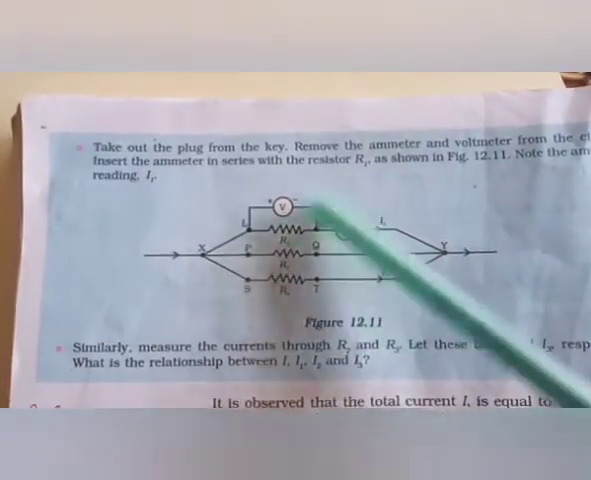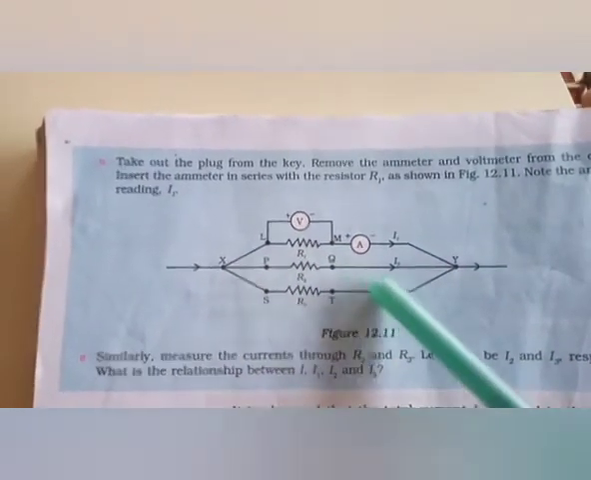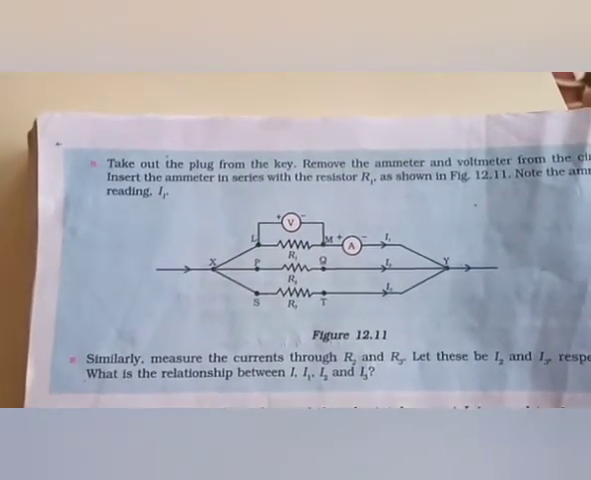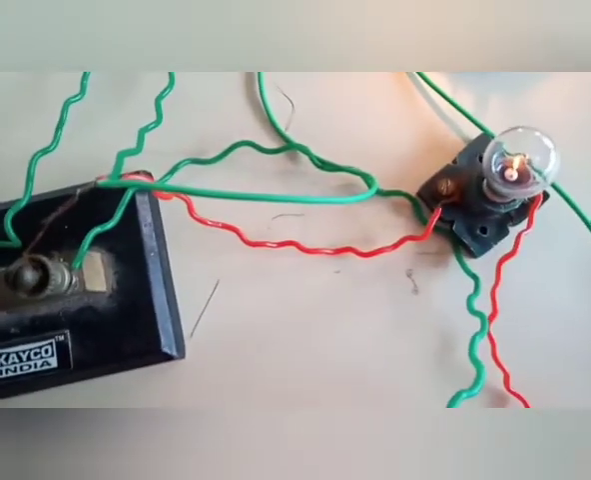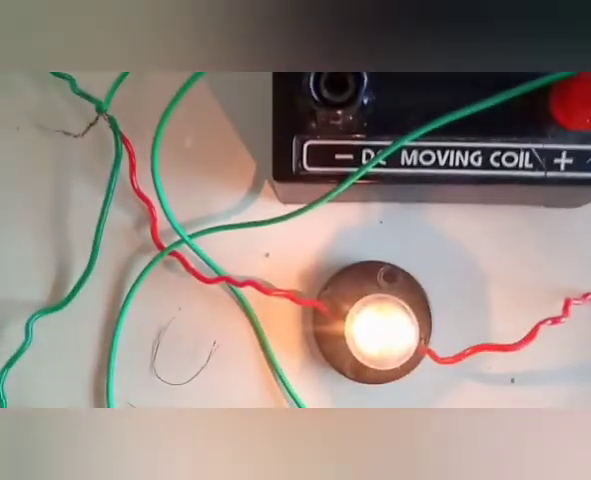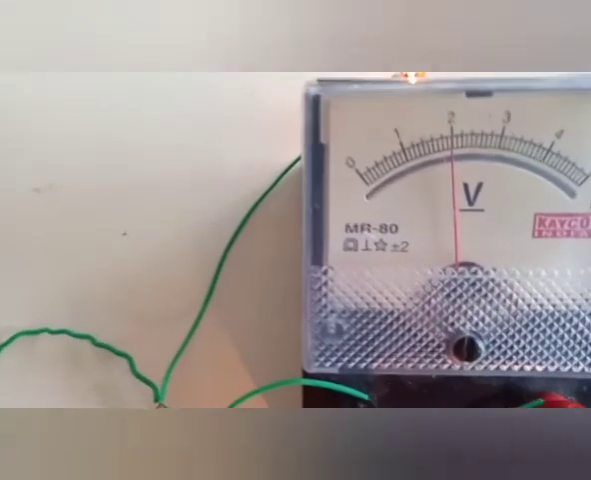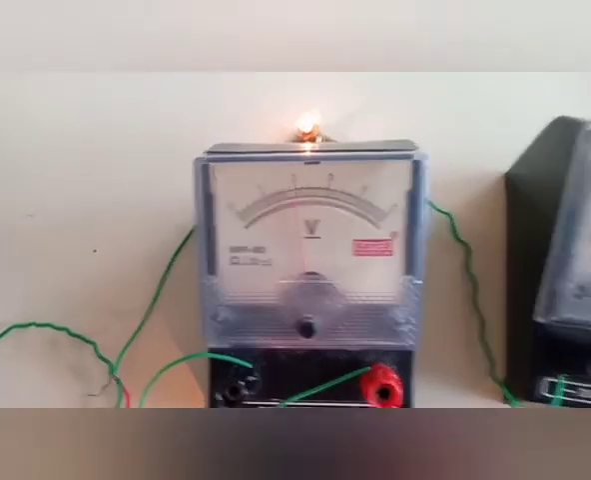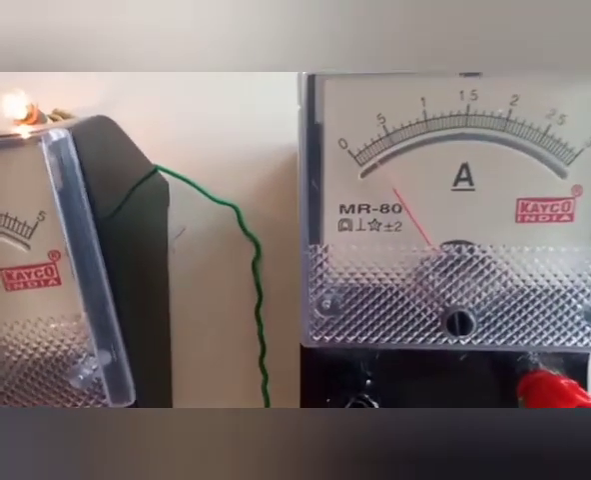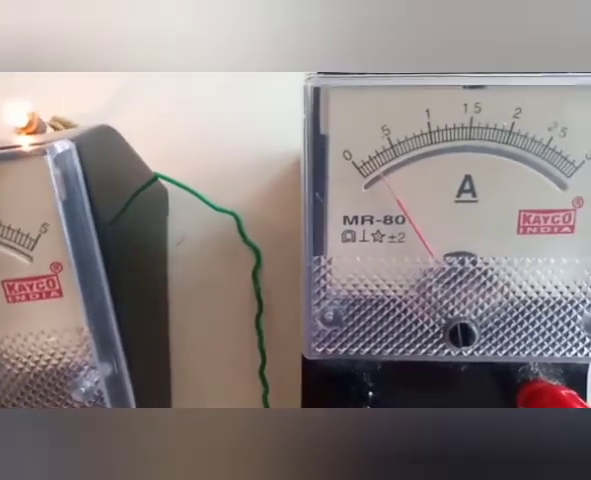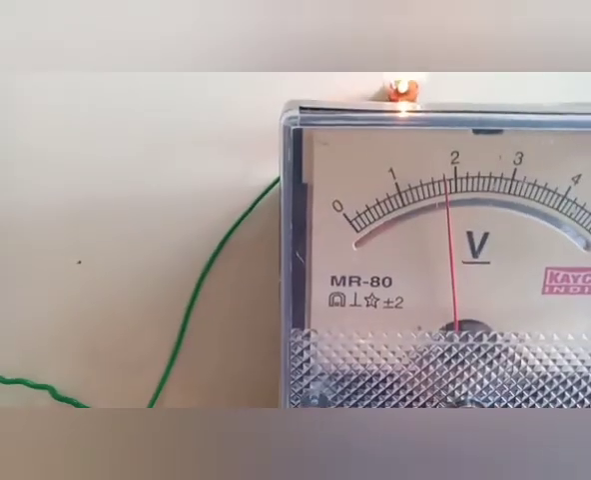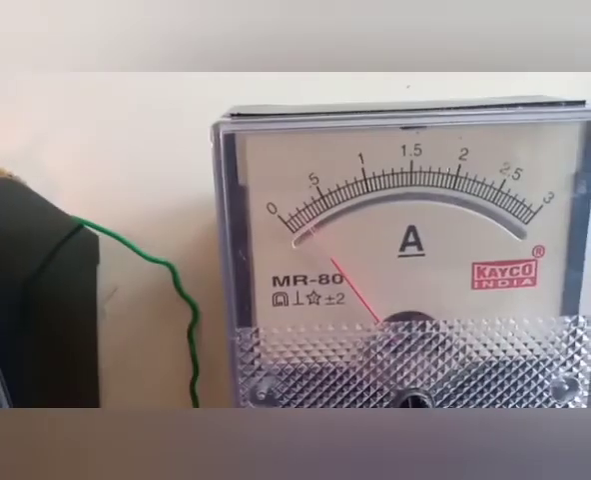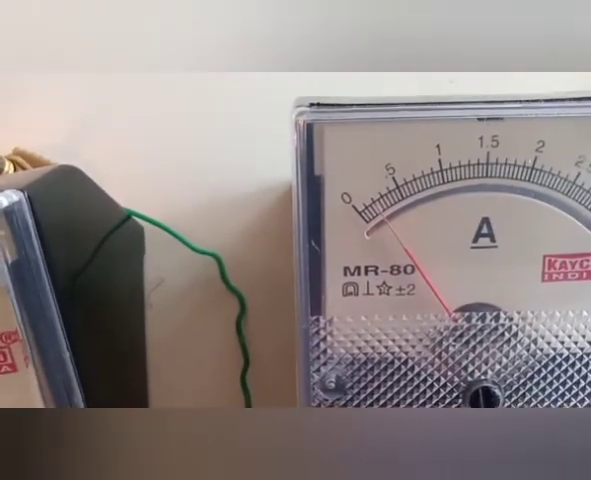Connect the ammeter with R3 in series. Plug the key. Look at the bulbs. First bulb, second bulb and the third bulb. Observe the reading in the voltmeter. It is 1.8 volt. Observe the reading in the ammeter. It is 0.2 ampere. 1.8 volt and 0.2 ampere.